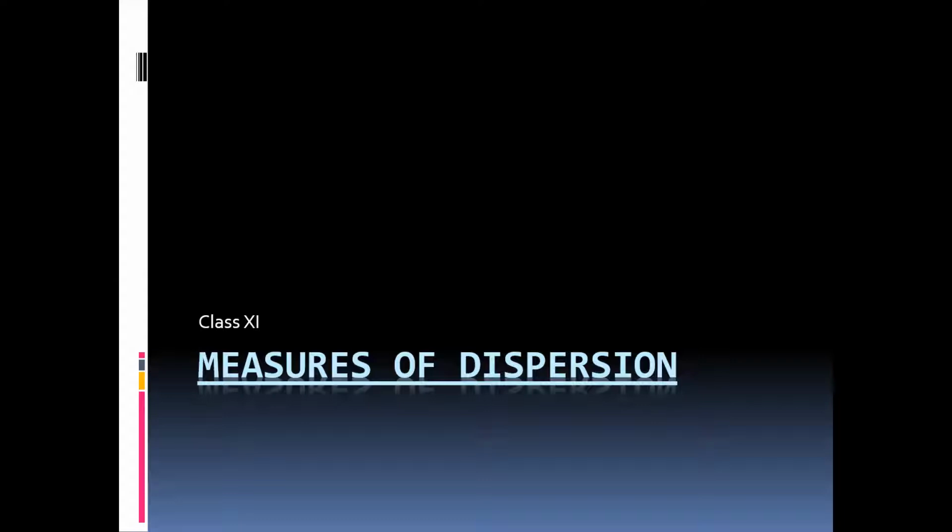Now in today's class, we'll be learning how to calculate standard deviation in case of continuous series. Just like discrete series, we can calculate standard deviation in continuous series also by actual mean method, direct method, assumed mean method and step deviation method. We are going to learn each one of these methods with the help of an example.